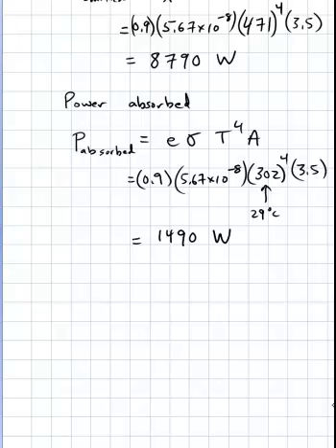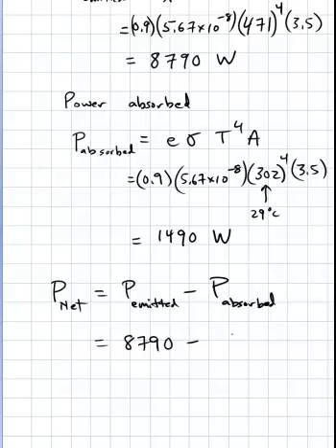And we're now interested in the net power. And so it's the power emitted minus the power absorbed. 8790 minus 1490. Those are watts. And I've got 7,300 watts.